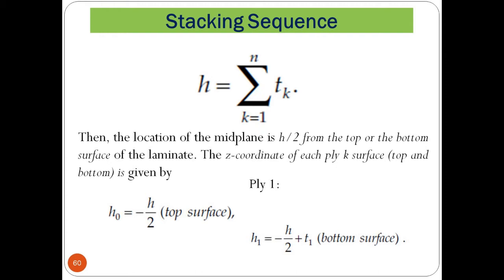And if we see, h1 means the distance of the first ply, or the bottom distance of the first ply from the midplane. You can see this from the previous slide. And finally, h1 becomes minus h by 2 plus t1, and this is for the bottom surface.